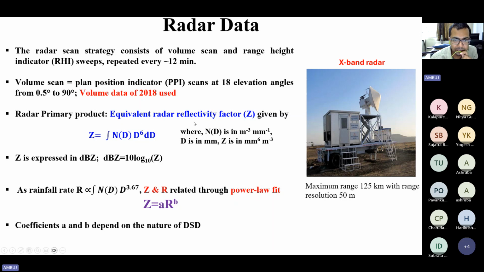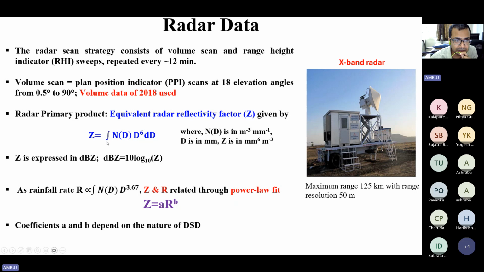The most important product of radar is known as equivalent radar reflectivity factor Z, which is given by this equation. Basically, a radar sends out microwave pulses into the atmosphere, and when these pulses encounter hydrometeors such as raindrops, hail, snowflakes, some energy is scattered in all directions, and some portion of the energy is scattered back towards the radar, which is known as backscattered power. So this reflectivity Z is actually a measure of the returned power, and it is given by this equation.